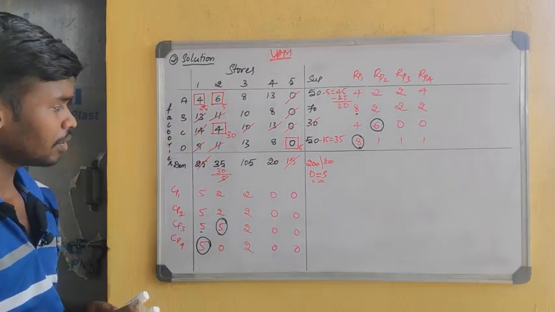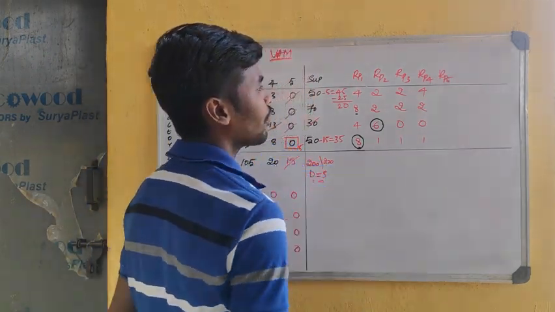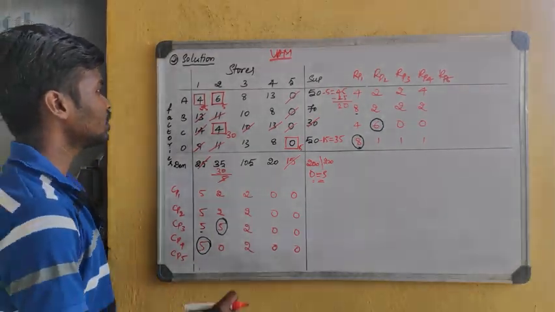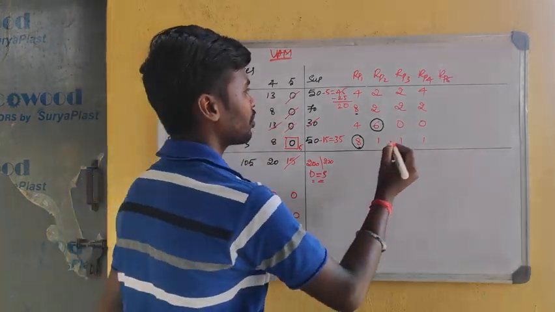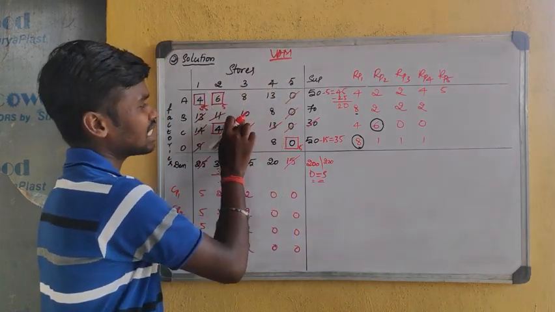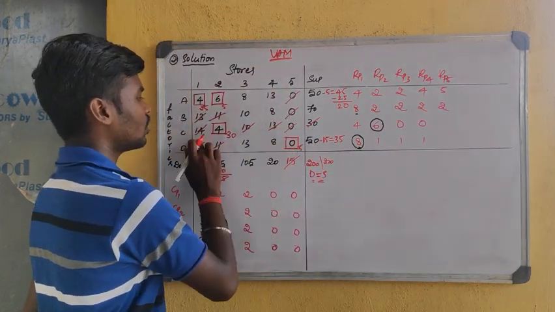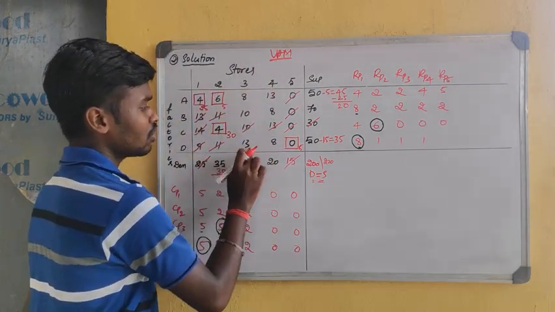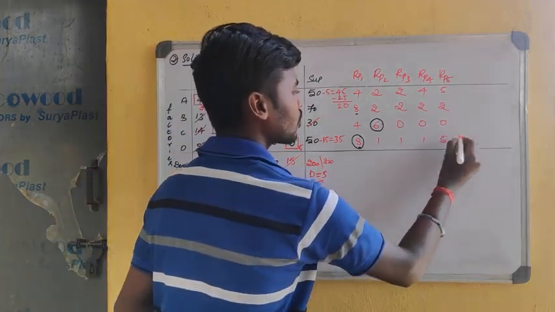Now next step, again you are going to calculate the row penalty 5 and column penalty 5. See, first list is 8 and second list is 13, hence your penalty will be 5. Next, in the second row, first list is 8, second list is 10, your penalty will be 2. In the third row, there are no numbers left, hence your penalty will be 0. In the last row, first list is 8 and second list is 13, hence your penalty will be 5.